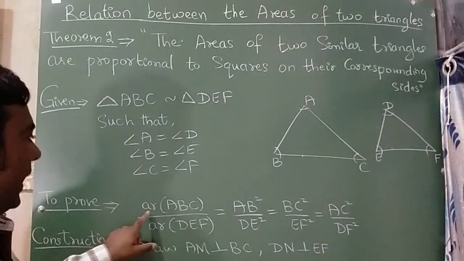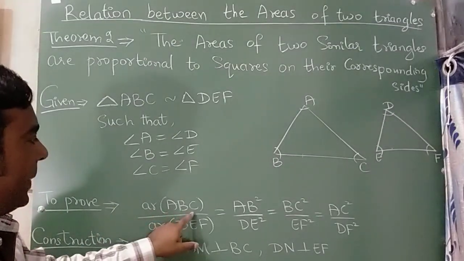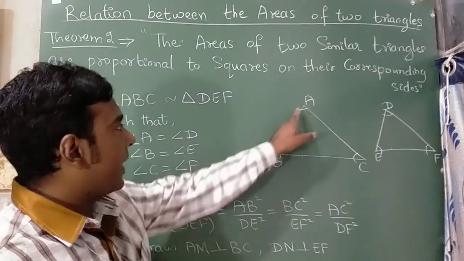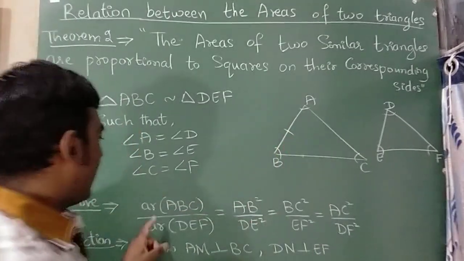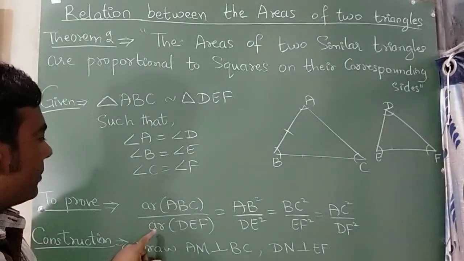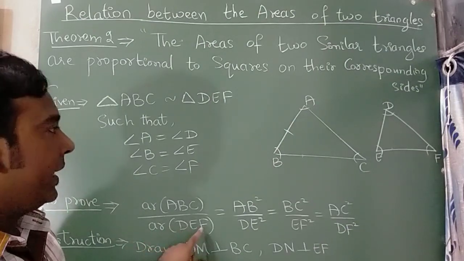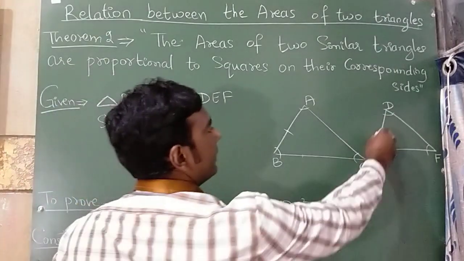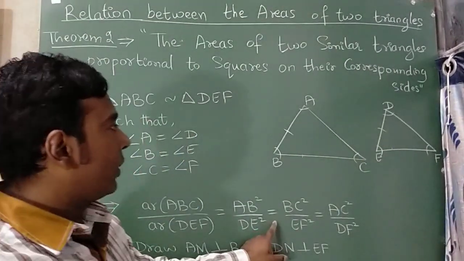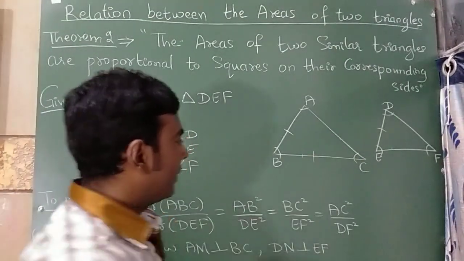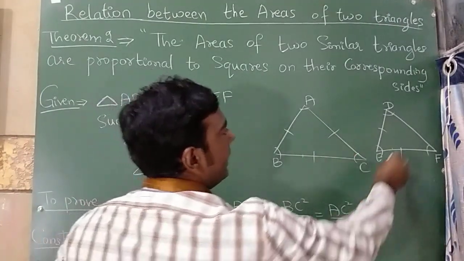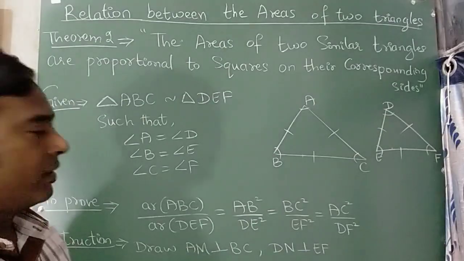Now to prove: area of triangle ABC divided by area of triangle DEF is equal to AB square, this side, upon DE square, that is equal to BC square upon EF square, equal to AC square upon DF square. Fine.